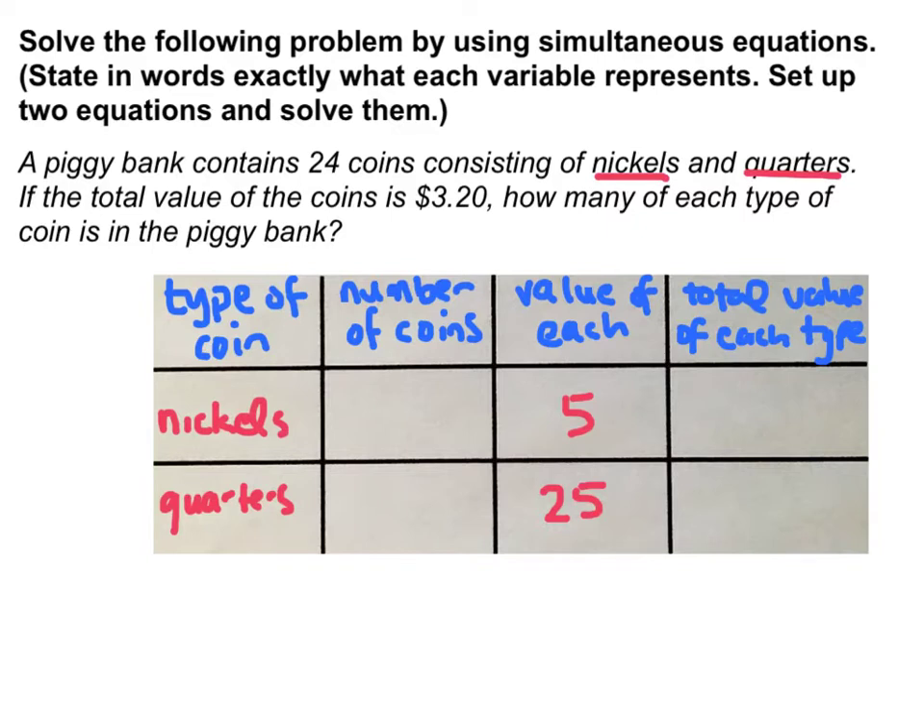And keep in mind, since I didn't use decimals to represent the value of a single nickel and the value of a single quarter, that's going to lead me to not have to use a decimal when I use $3.20. So instead of $3.20, it will end up being 320.